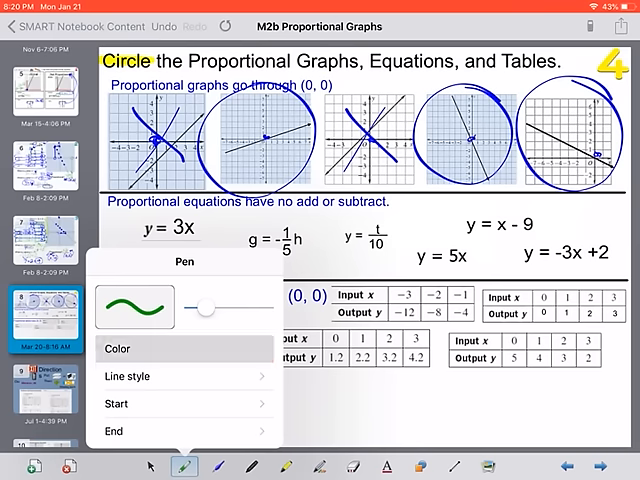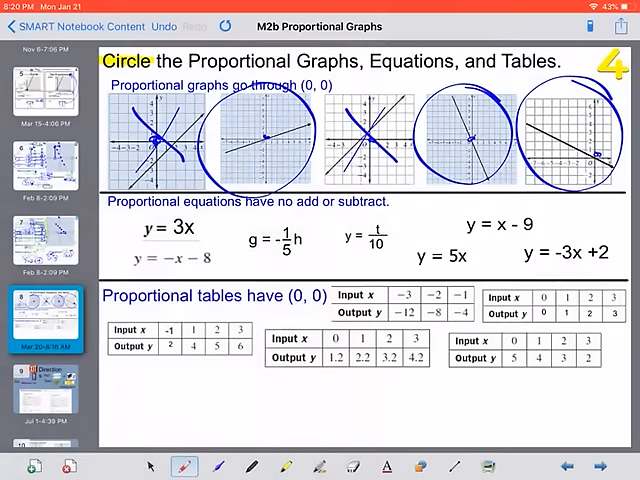So let's take a look at our next row. It says proportional equations have no adding or subtracting. So this one just says y equals 3x. There's nothing added or subtracted, so that is a proportional equation. This one right here says negative x minus 8. Because it's adding or subtracting after the x, that's not proportional. This one has a negative that's not adding or subtracting here. They mean after your letter. Is there something added or subtracted? No, there is not, so that is proportional.